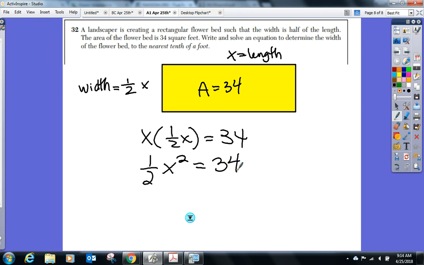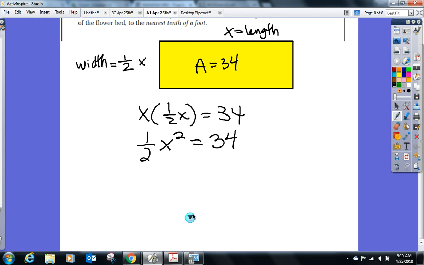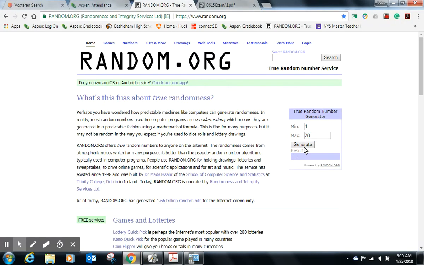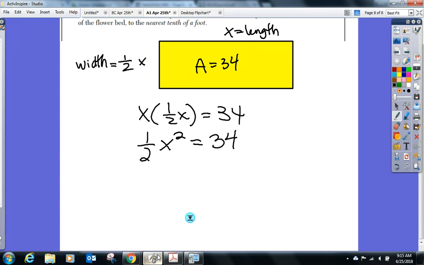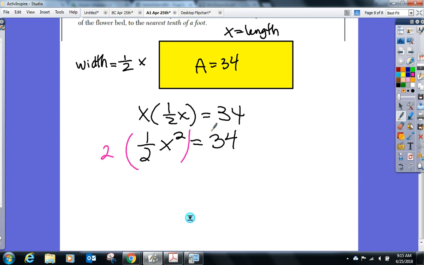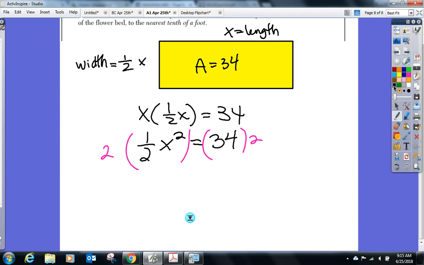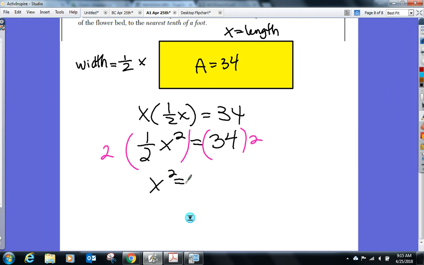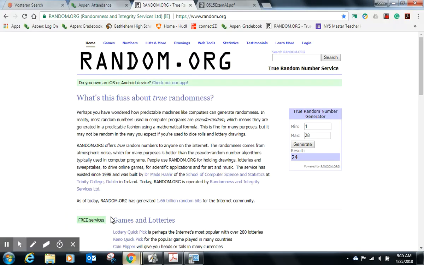Remember, I'm solving for x now. Get the x by itself for me. Need some help? How do you want to get that x by itself? Multiply both sides by 2 or divide each side by a half, whatever floats your boat. Multiply both sides by 2. So I end up with x squared equal to 68. All right, we got a couple more steps remaining.